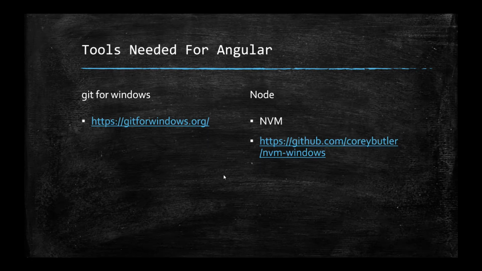So the first two things that we need to install, which are the two major things we need for developing with Angular, are Git for Windows and Node. Now we don't just install Node directly, we use NVM, which is a Node version manager for Windows, and these are the links for both of these things. So what I'll do first, I'll go ahead and install Git for Windows, and I'll walk you through the steps.